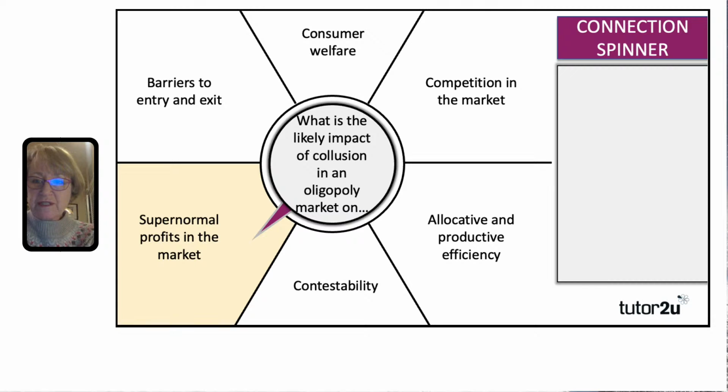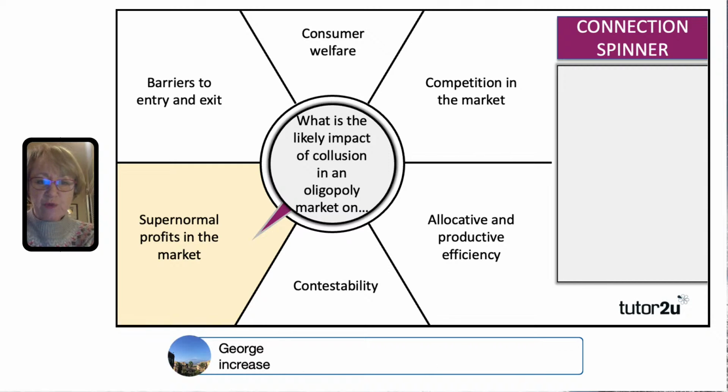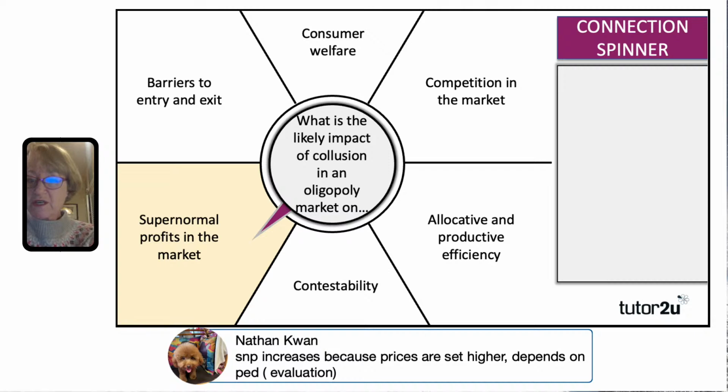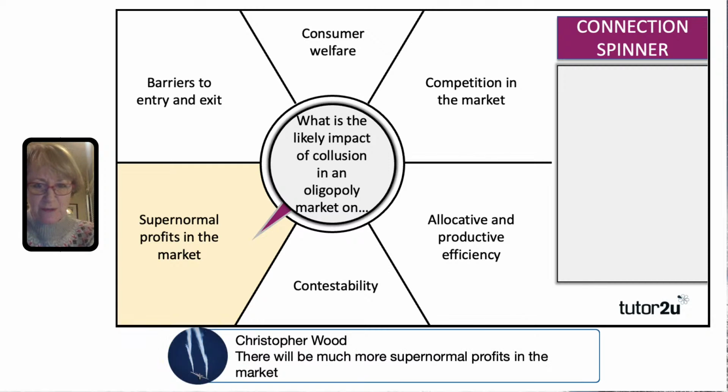Supernormal profits will increase, says Hassan. Say lots of people. George is saying they'll increase as prices are set high. Supernormal profits will increase. Much more supernormal profits in the market, says Christopher. Easier to achieve for firms that colluded, says Margot. Very good. That's a very good point. We maybe need to separate out the firms that are part of the collusion, but what about the businesses which are not, that are outside that collusive agreement?